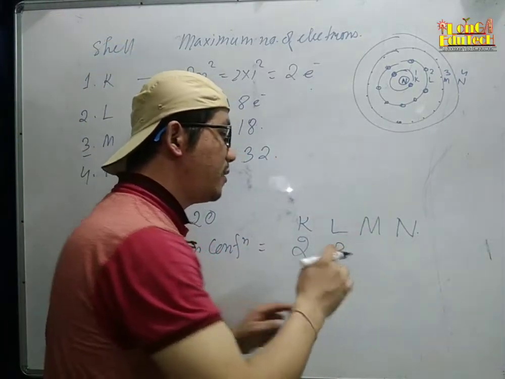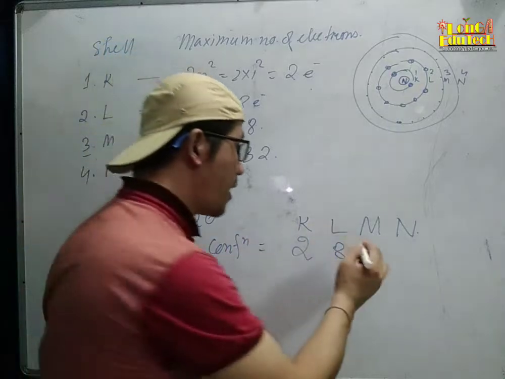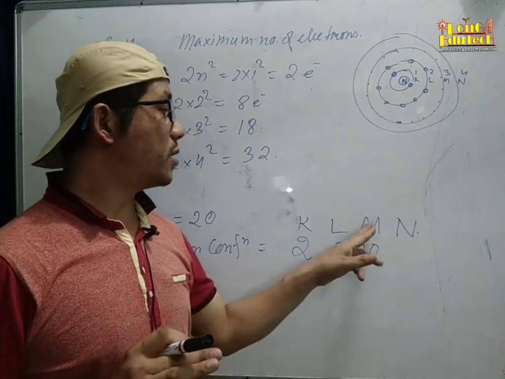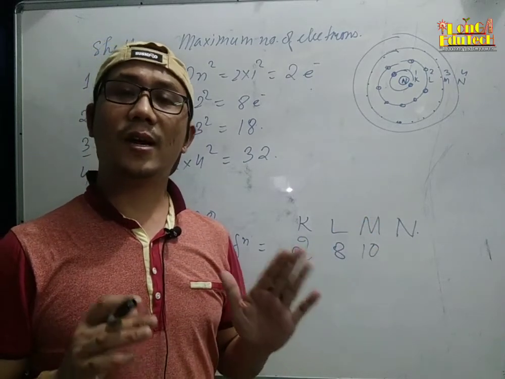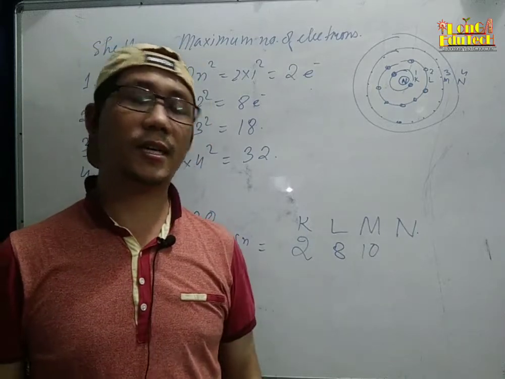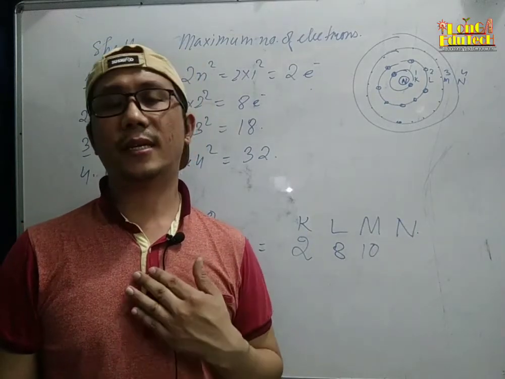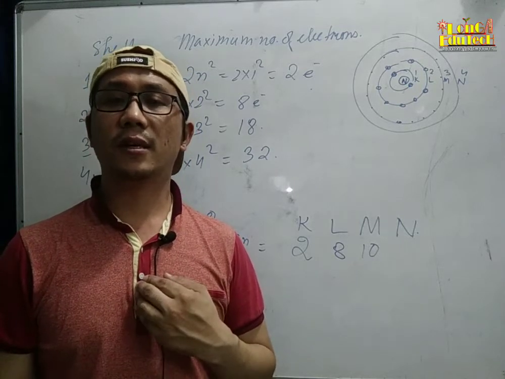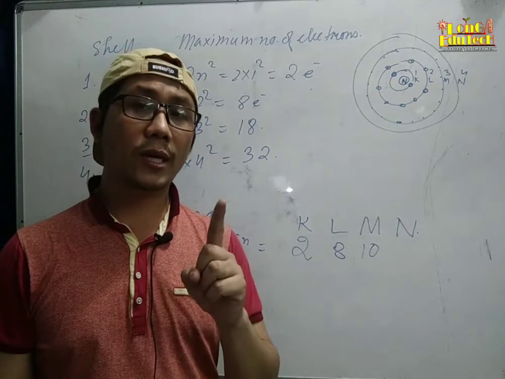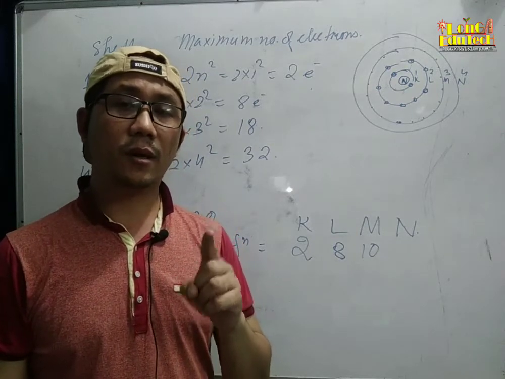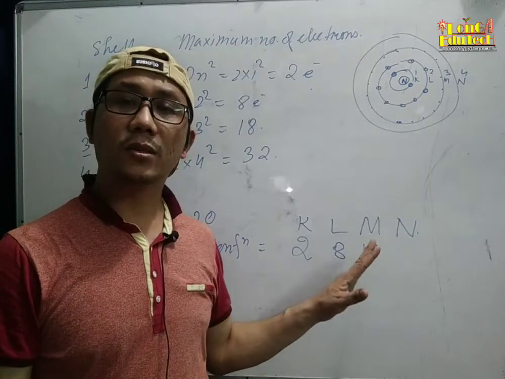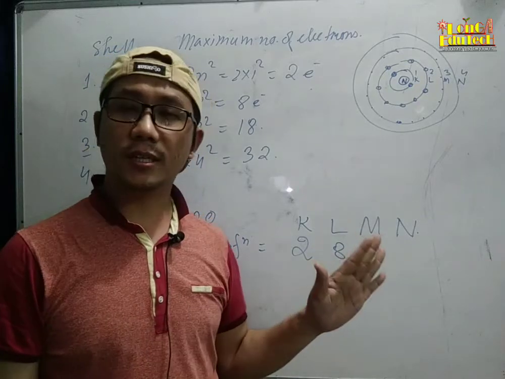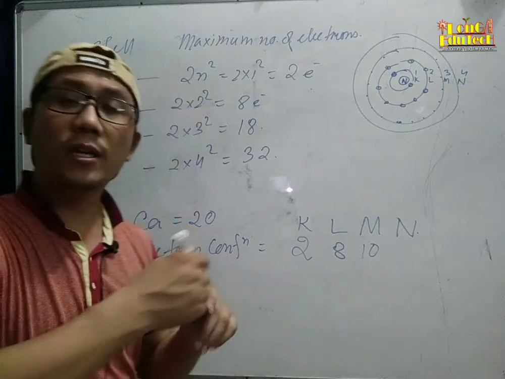Then do you think that M, which has the capacity of 18, will take 10? No. Why? Because these M shells are very strict. They say that if you have 18, give me 18. If you have sufficient electrons to give me 18, then give me 18. Otherwise, don't give me. You give me only 8. If you don't have 18, don't give me even 10, I will not accept. If you have sufficient electrons, then give me, otherwise give me only 8.